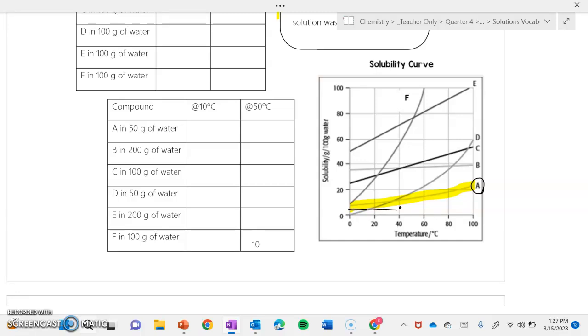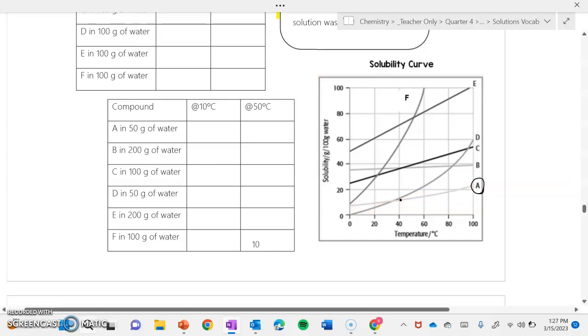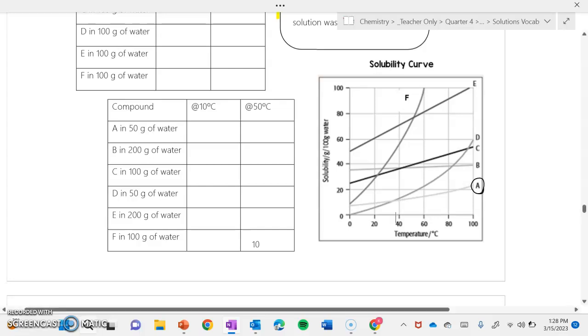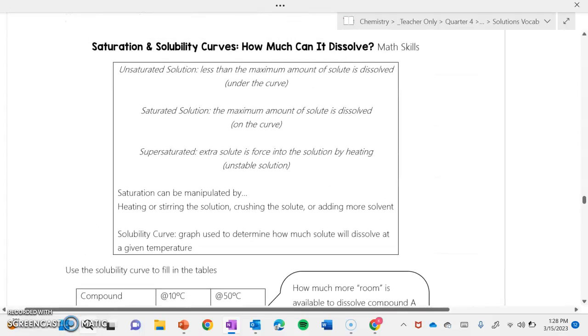This would be an unsaturated solution because I have the possibility to go all the way up to the curve, and the line of A is about halfway, so 10 grams. So my absolute maximum for 40 degrees Celsius is about 10 grams. But if I have 5 grams, I have an unsaturated solution. So saturated is on the line. Anything under the line for that given solute is going to be unsaturated.